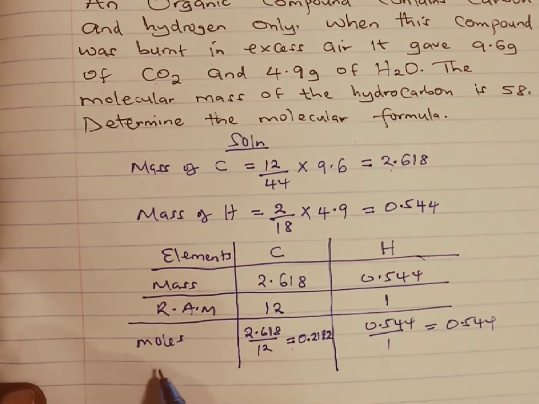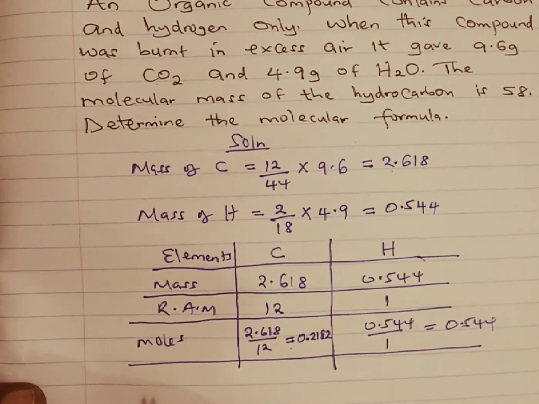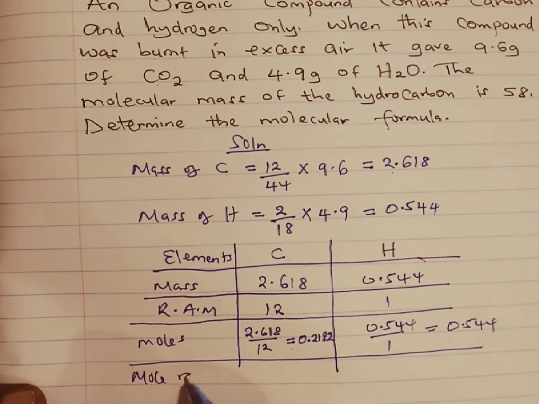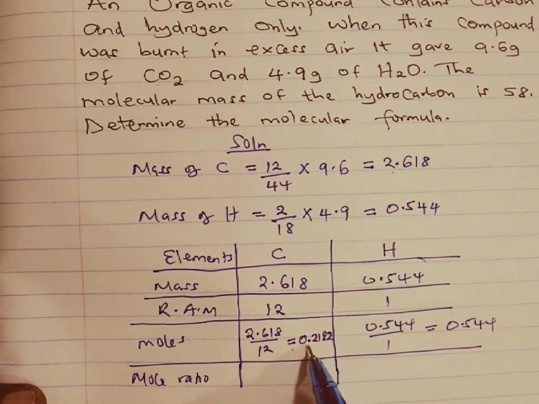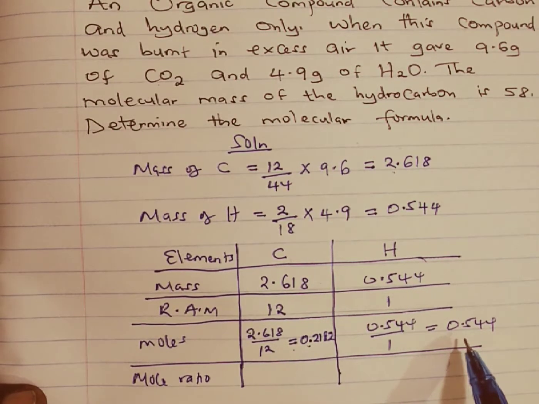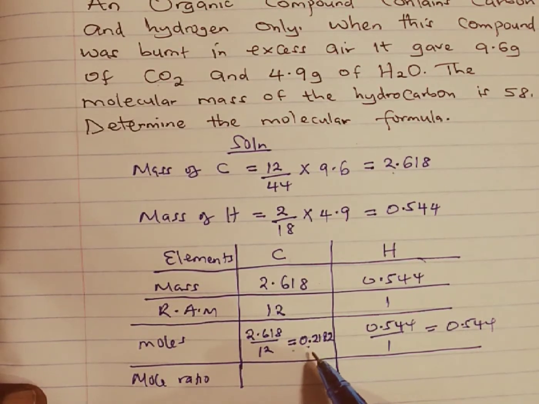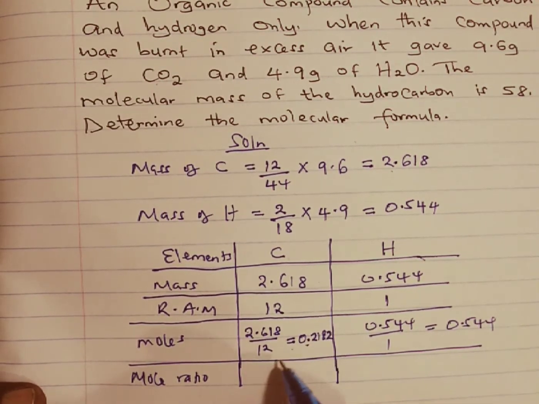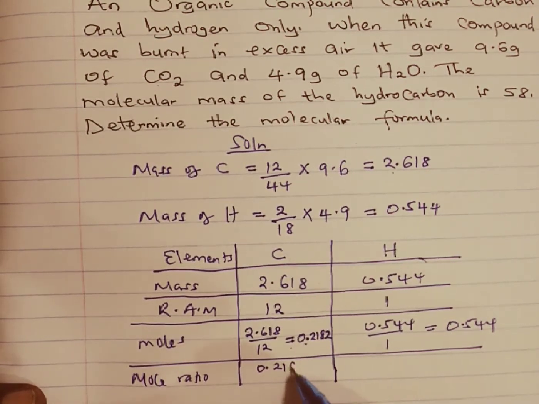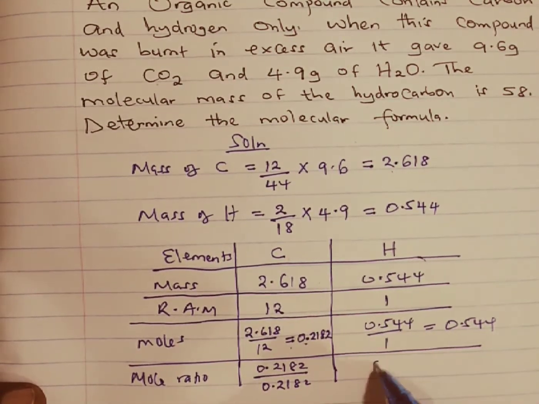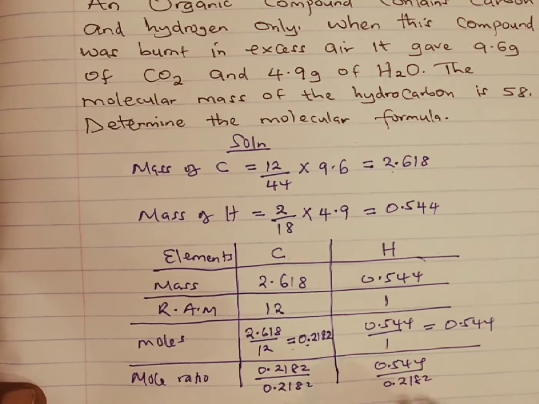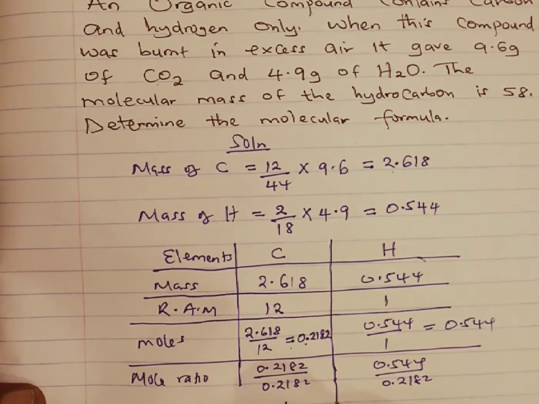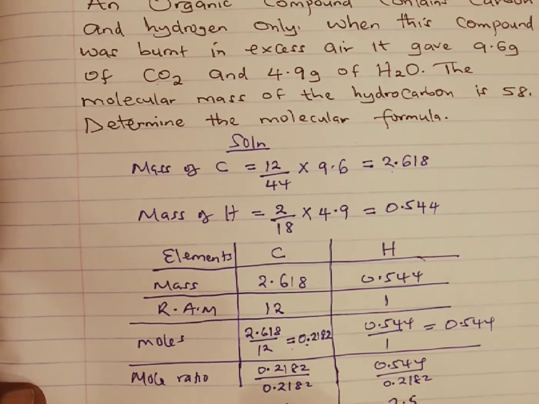Once we have the moles, we move down and get the mole ratio, and the mole ratio is where we divide by the smallest. If you look at the number of moles of carbon and that of hydrogen, the number of moles of carbon are less, and therefore we are going to take 0.2182. We divide by 0.2182. Then we take 0.544. We divide by 0.2182. And this one will give us 1, while this one will give us 2.5.